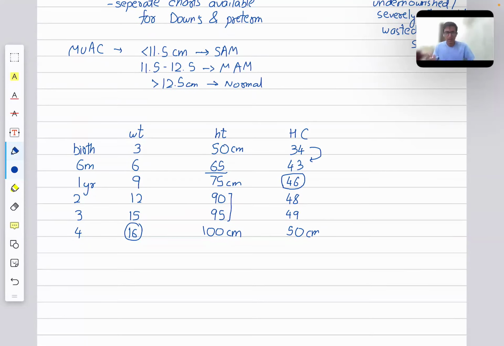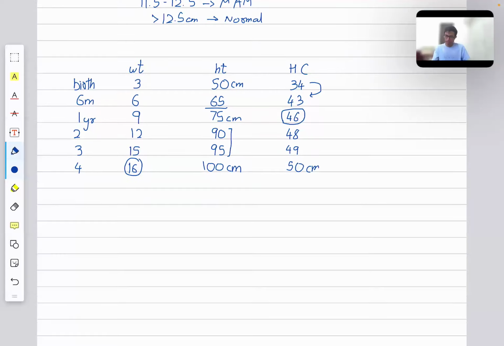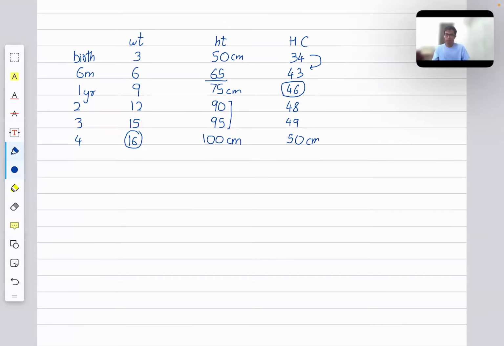So there is an underlying pattern which can help you to remember it a bit more easily. And these questions are asked in exams, so you need to remember this.